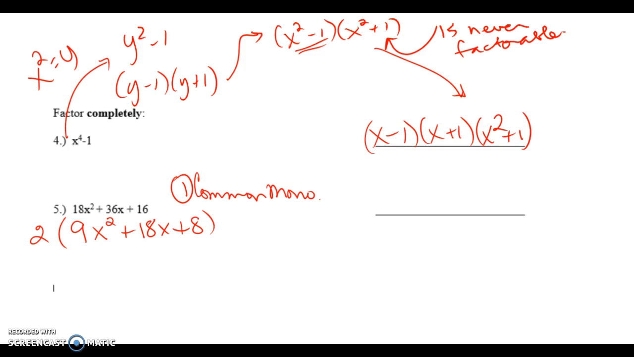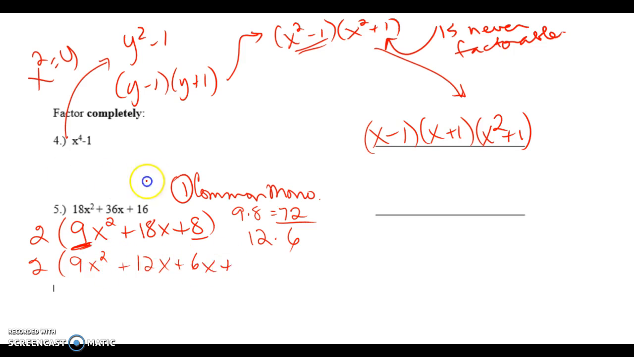So let's do what we do when we have an a that's not 1. 9 times 8 equals 72. What factors of 72 add up to 18? What did we decide to do? All right. Well, as I played around on my calculator, I found out that 12 times 6 is 72. So we expand this middle term, don't we? Plus 12x plus 6x plus 8.